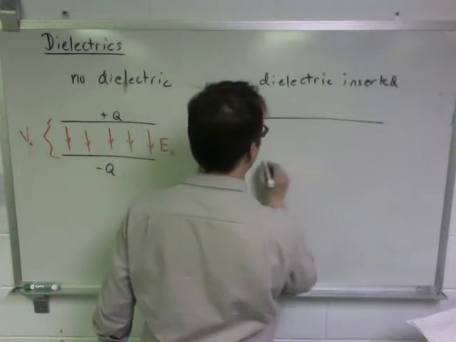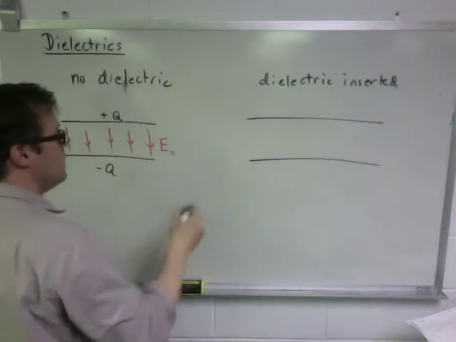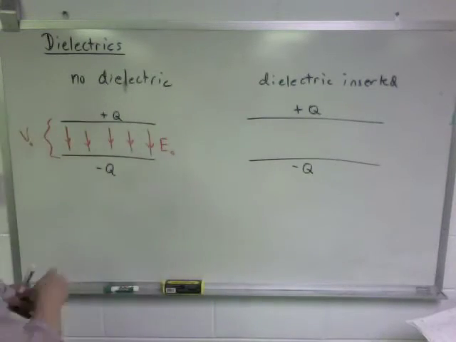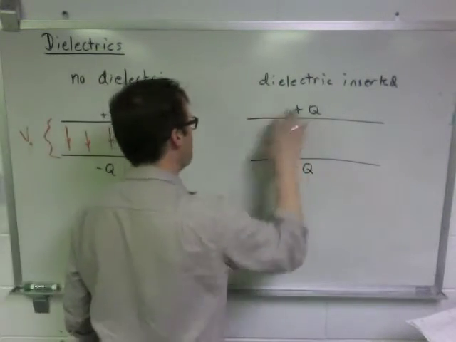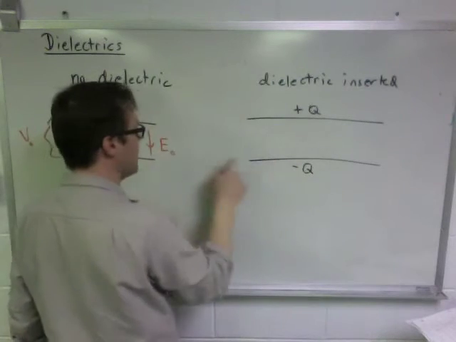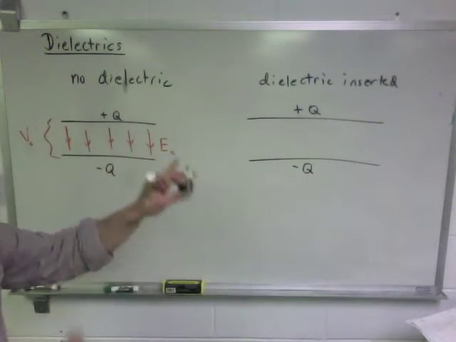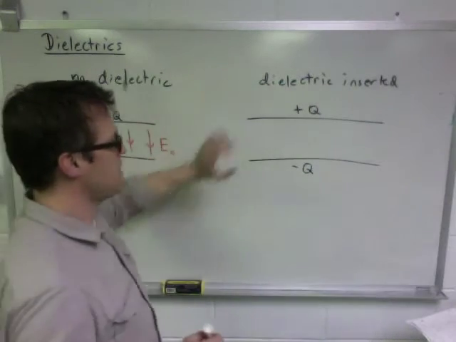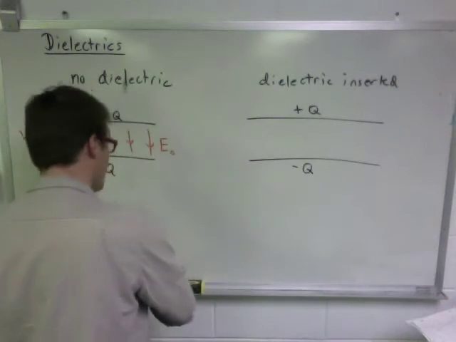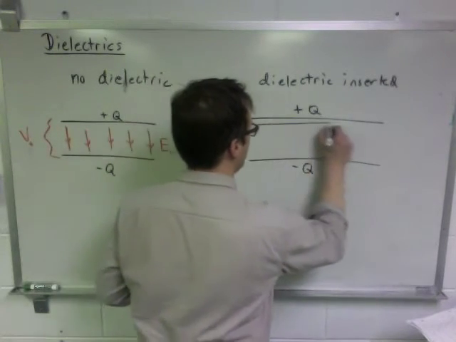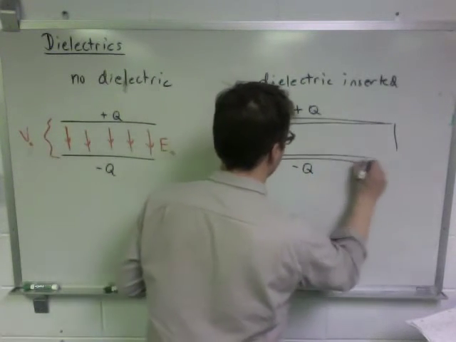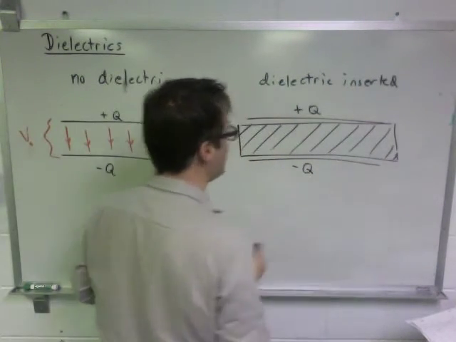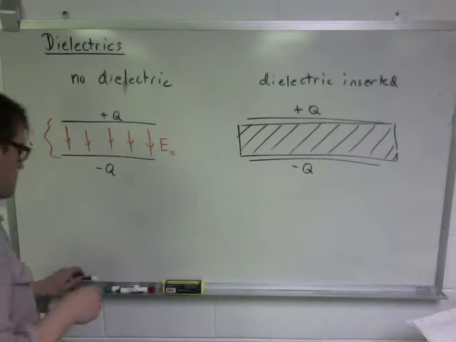Okay, so now, let's say that in this process, I keep the amount of charge on the plates fixed. So it's still plus Q, minus Q. This must mean that I've actually disconnected it from anything else, so the charge is stuck on those plates. And now I put the dielectric inside. So here's my slab of insulating material, and let's imagine that it completely fills the space between the plates.